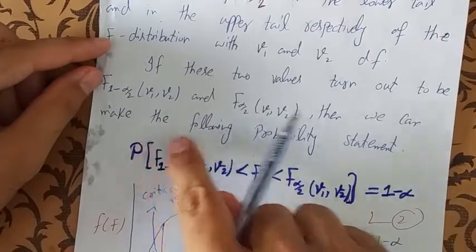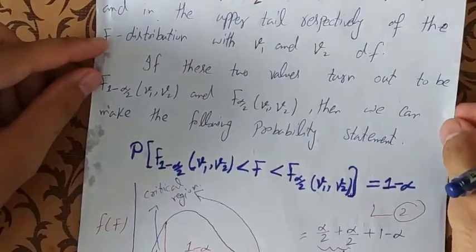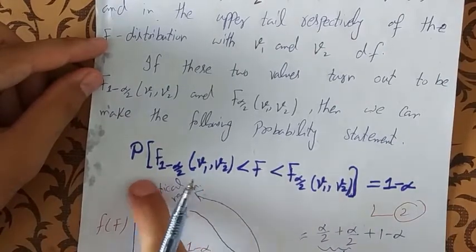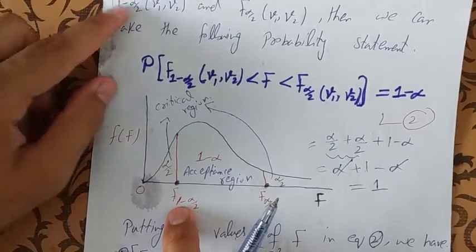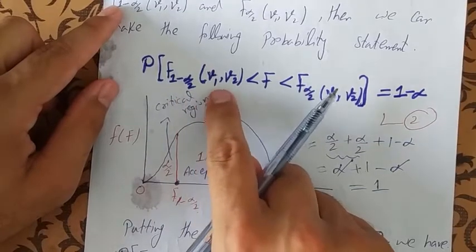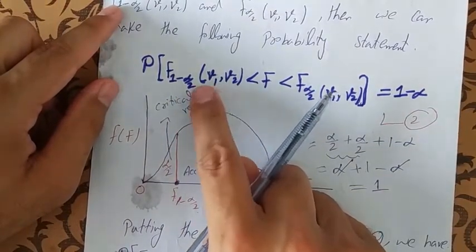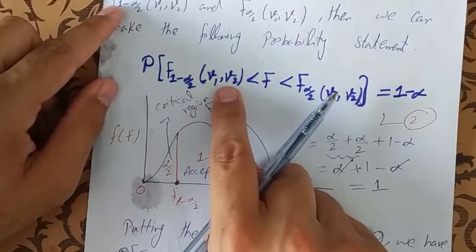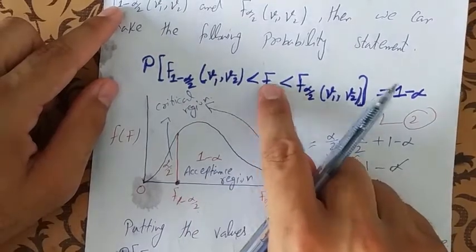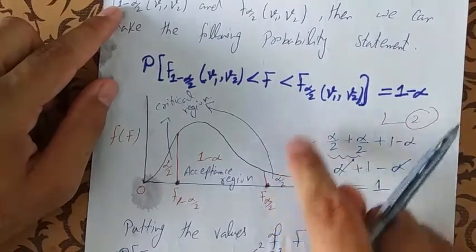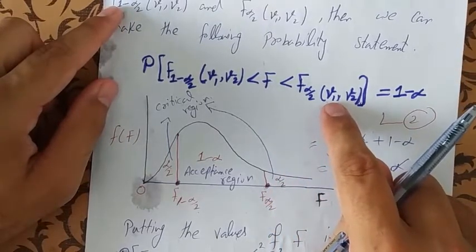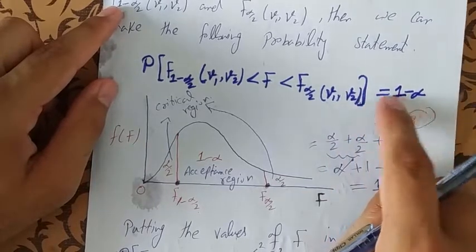Then we can make the following probability statement, just like the previous test. P of F 1 minus alpha by 2 with nu1 and nu2, where nu1 and nu2 are the degrees of freedom for sample 1 and sample 2, less than F, and also less than F alpha by 2 with the right degrees of freedom nu1 comma nu2, and these are equal to 1 minus alpha.